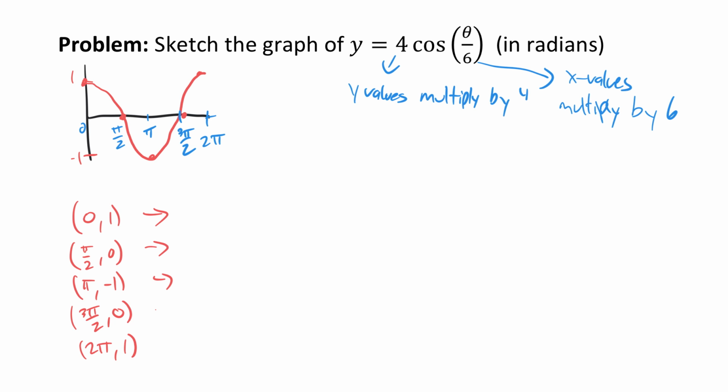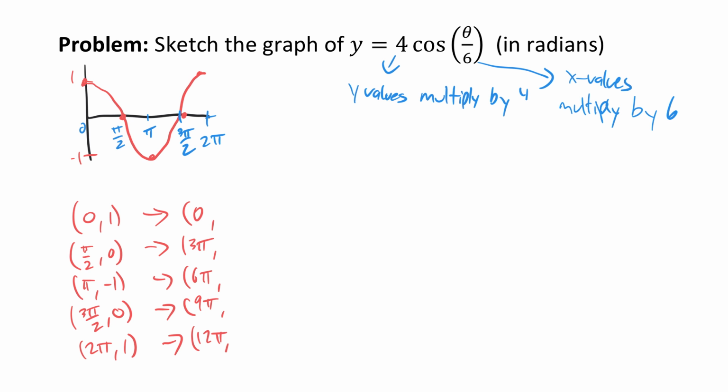Now for each one of these, we need to do something to the x and the y. The x values we have to multiply by 6. So if you want, you can do all of those first. So 0, pi over 2 times 6 will be 3 pi, 6 pi, 9 pi, and 12 pi.